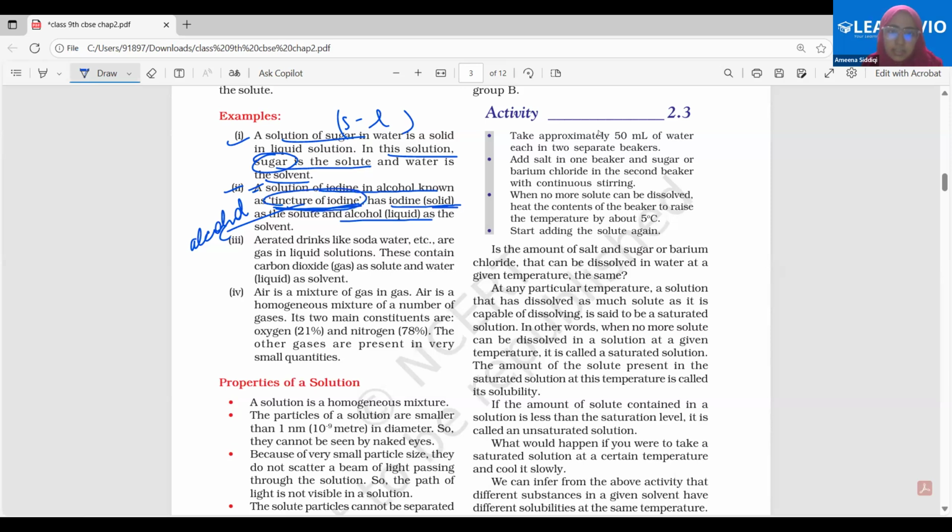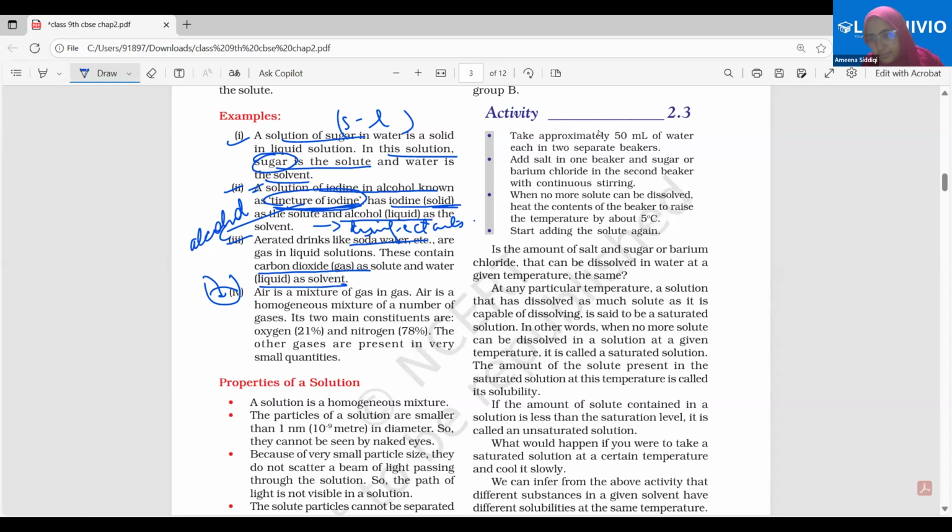Third, now please write it here. This is a disinfectant, just like spirits, we have seen the spirits. Third, aerated drinks like soda water, etc. Basically, what do we do when we have soft drinks, cold drinks? We have some liquid in which a gaseous component has been added. That is nothing but a homogeneous mixture consisting of a gaseous component and a liquid component. Therefore, the carbon dioxide that gives those bubbles and the taste of the soft drinks is a gaseous solute, whereas the liquid is the solvent.